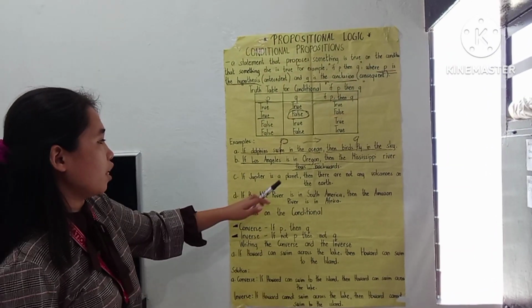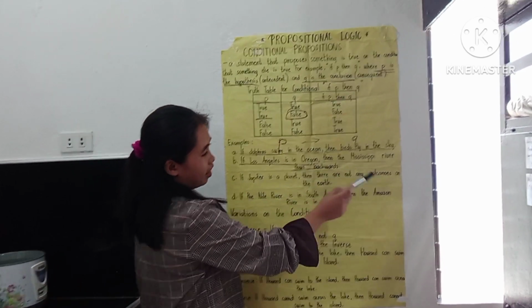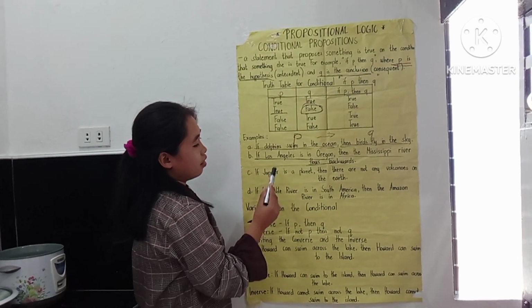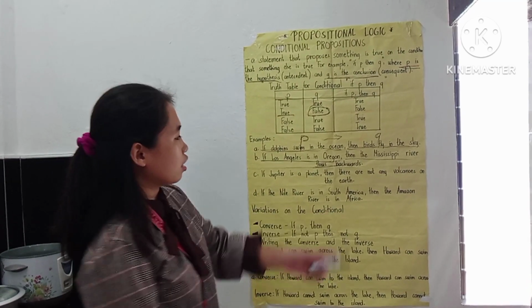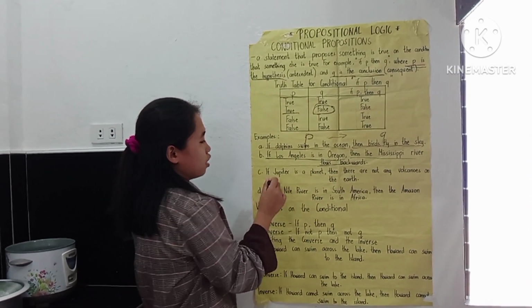C. If Jupiter is a planet is the hypothesis, then there are not any volcanoes on the Earth is the conclusion. So in this case, this conditional proposition is false because the conclusion is false while the hypothesis is true.